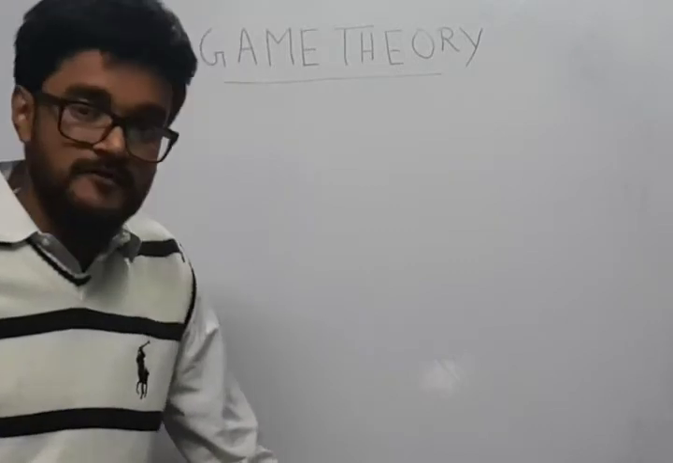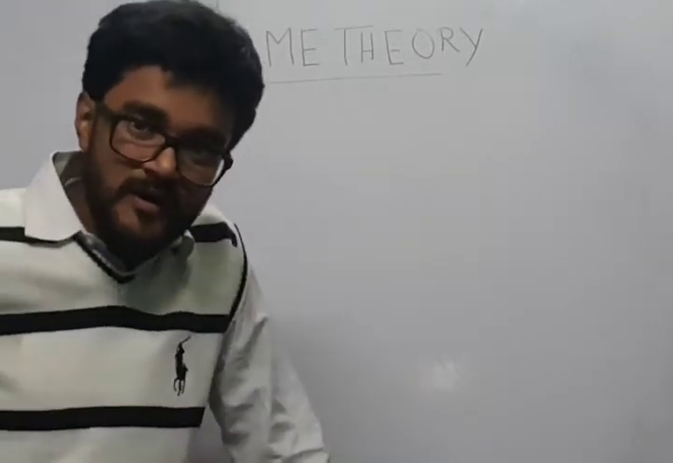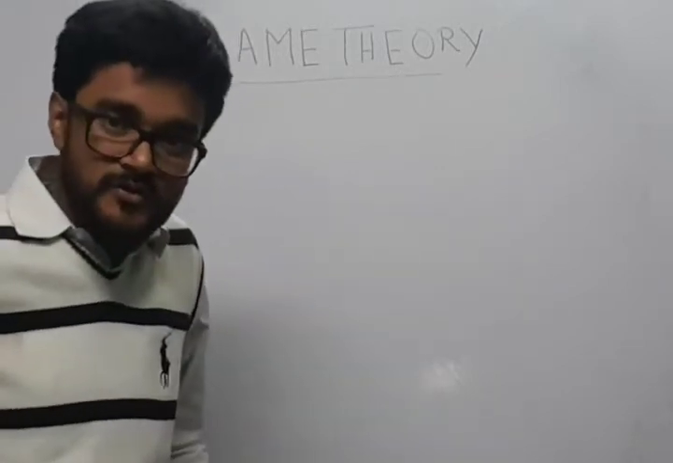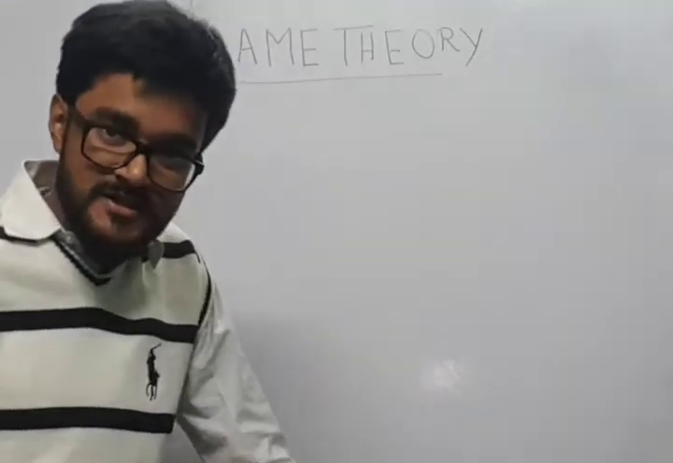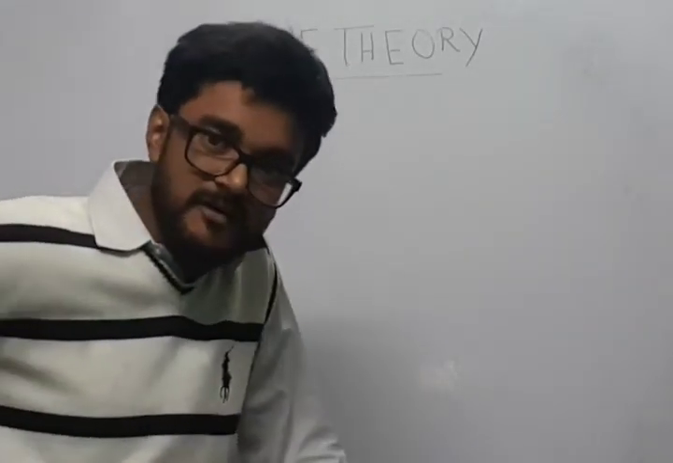In today's discussion we will be continuing with game theory. First of all, in game theory there are usually two players, player 1 and player 2. They have their option strategies which they can opt, which will give them a certain level of payoff.